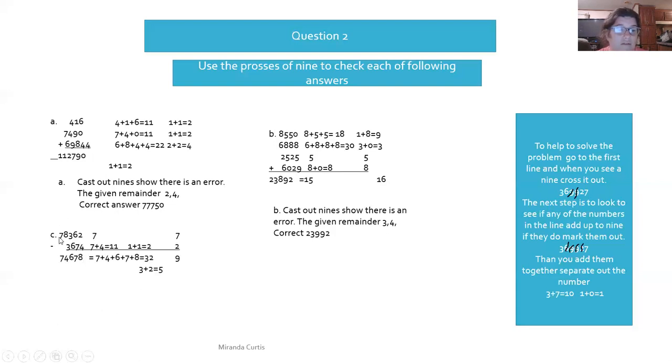Okay, we got 78362 minus 3674. Okay, and they're saying it's 74678 is the answer. Okay, guys, we're gonna cast out our 9s. So we look. Do we have any 9s? Nope. 6, 7, 8. 6, 7, 8, 9. Those 2 are gone. Then we look at 7, 7, 8, 9. Those are gone.